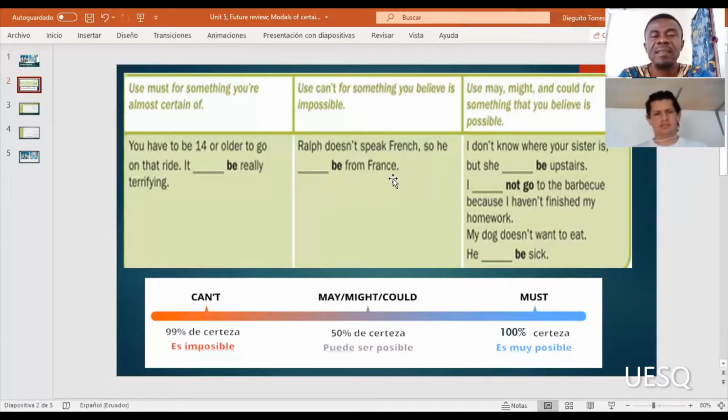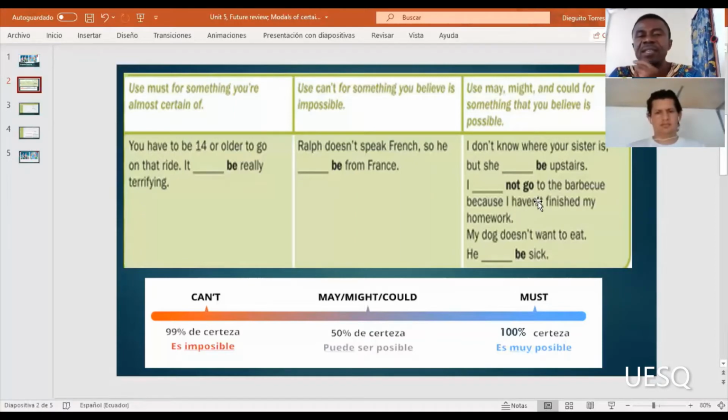Ralph doesn't speak French, so he can't be from France. Okay, if you have another example to complement this, you can say Martinez doesn't study hard, so he can't pass his exams. It's a similar example. Martinez doesn't study very hard, so he can't pass his exams. Very good.